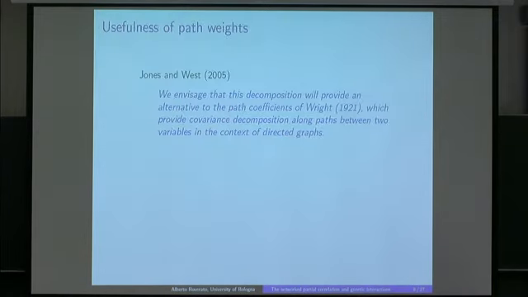And in the paper of Jones and West, they wrote this sentence, and essentially there is a way to decompose the covariance between two vertices of a graph in a directed graph. And this led to path analysis, to the theory of path analysis developed by Wright in 1921. And they thought that this decomposition they provided for undirected graphs could be an equivalent of path analysis in the undirected case.